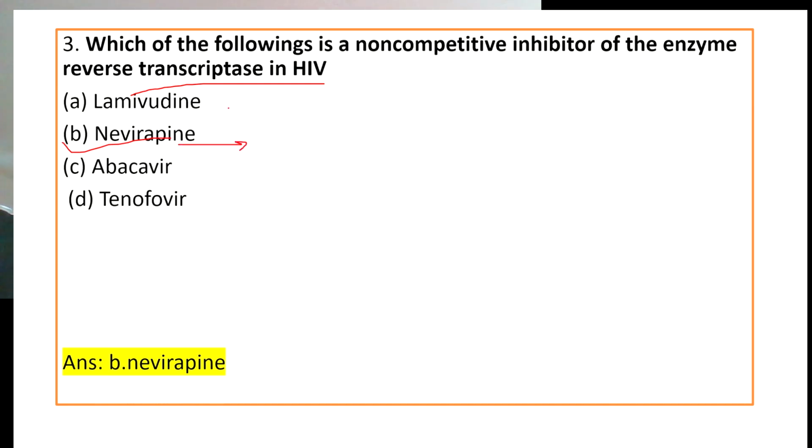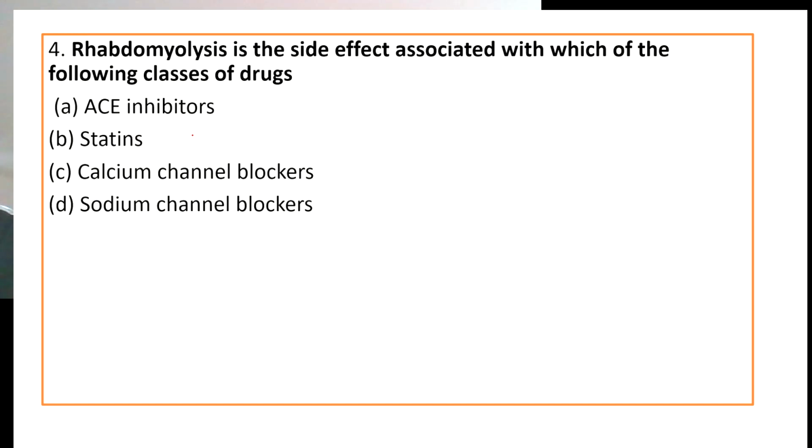I can give you a little trick here. For non-competitive, if the options are N, E, Z, there are three drugs. The first drug is nevirapine, and let me know in the comment section which are the two other drugs. So N for non-competitive, nevirapine. You can remember it like that.